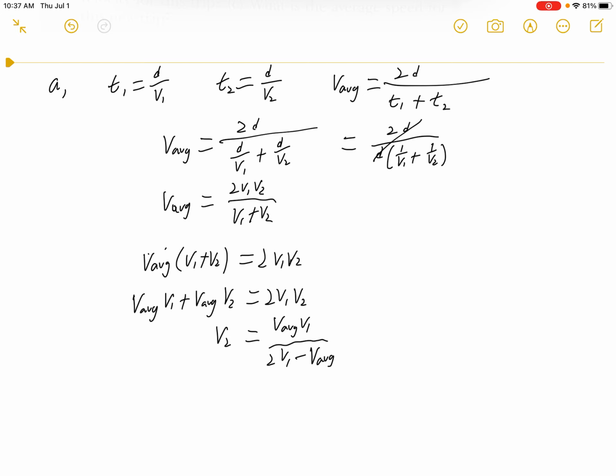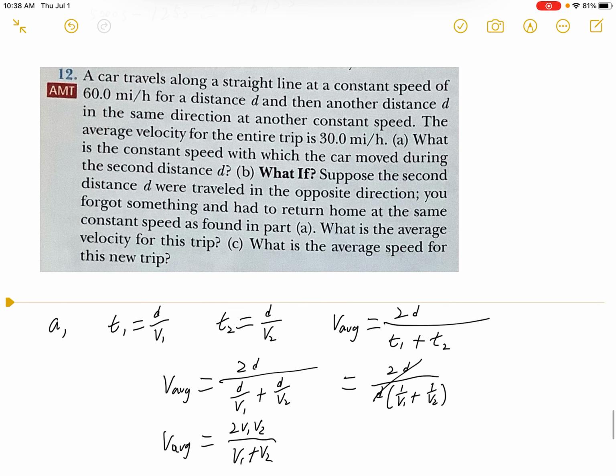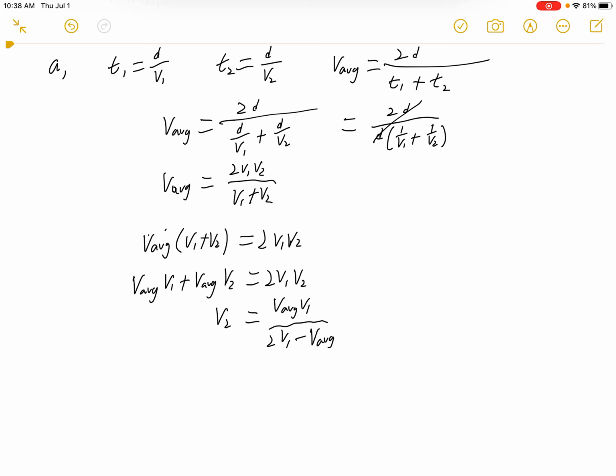And substitute the constant speed for part A and the average velocity for the entire trip. We will get v2 equals 30 times 60 over 2 times 60 minus 30, and we will have 20 miles per hour.